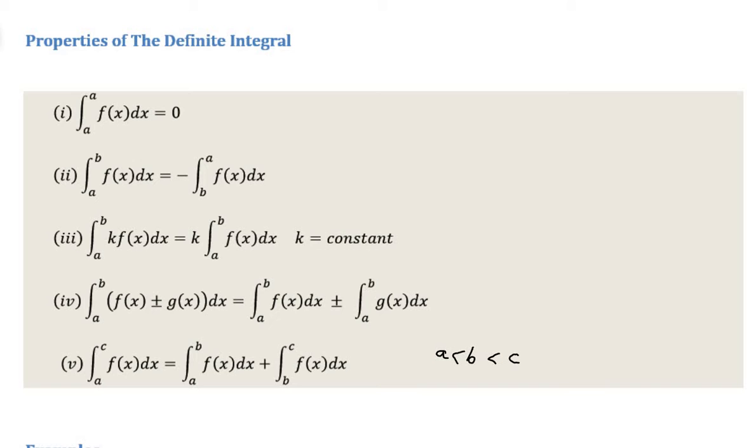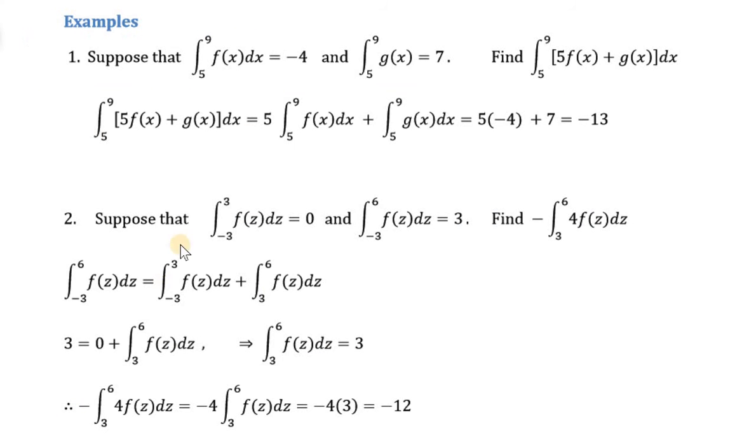Let us look at some examples. Okay, let's analyze example 1 given to us. Given that the integral of function f for the boundary 5 to 9 is negative 4, and another function g for the boundary from 5 to 9 is 7.